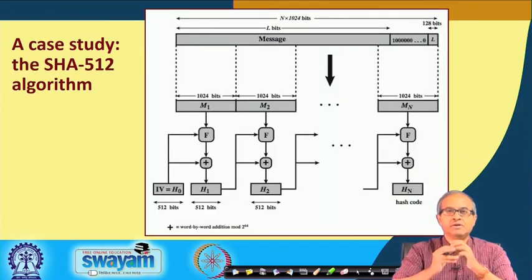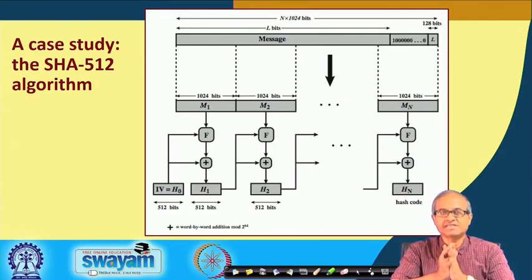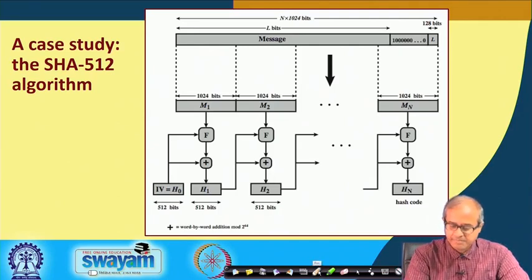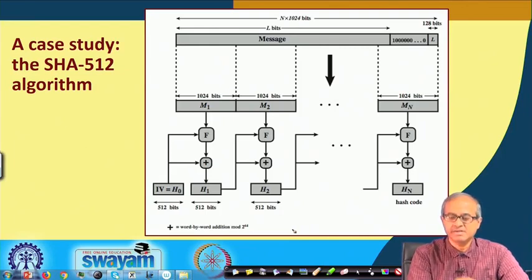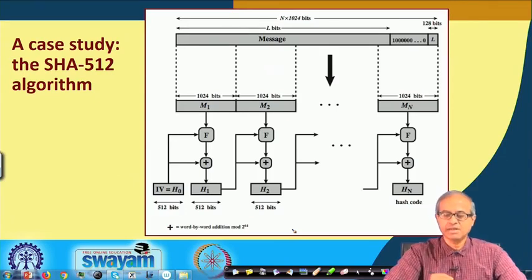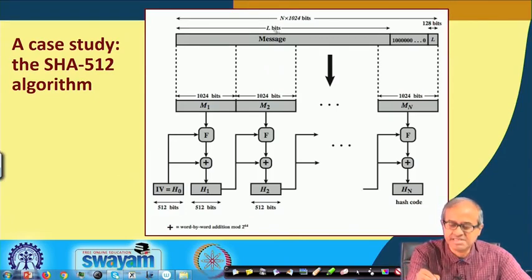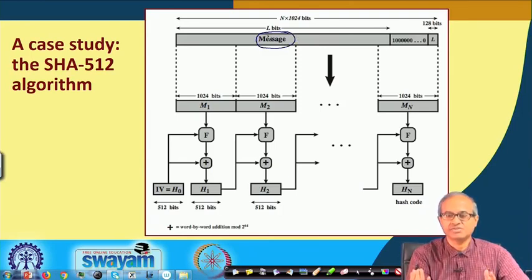Let us now look at a case study. I talked about the various hash families. SHA is one such very popular hash family, and SHA 512 is one of the strongest members of that family. Very broadly speaking, I am not going into detail; just to look at it, I have the message that I want to compute the hash value on.